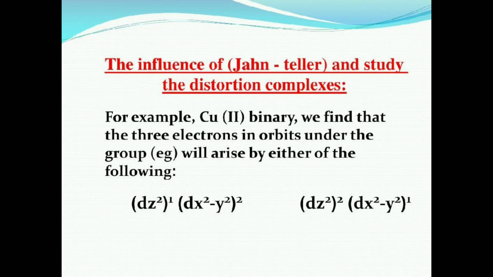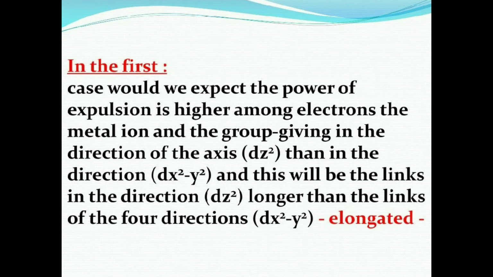We find the 3 electrons in the orbitals of the group Eg will arise by either of the following: (dz²)¹ (dx²-y²)² or (dz²)² (dx²-y²)¹. In the first case, we would expect the power of repulsion to be higher between the electrons of the metal ion and the ligands in the direction of the z axis, that is dz², than in the direction of dx²-y².